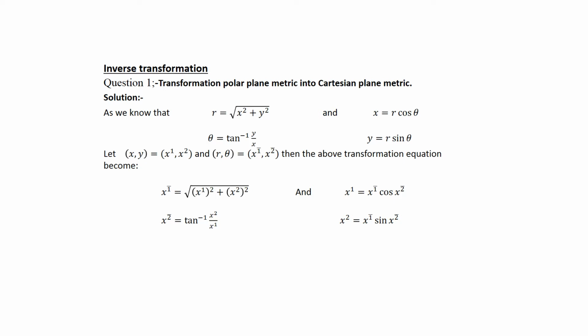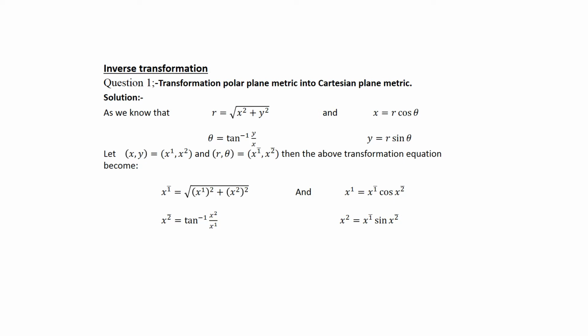Now, we transform these coordinates x, y into x1, x2, and r, theta we replace with x1 bar, x2 bar. Then the above two equations become: r is equal to the square root of x square plus y square becomes x1 bar is equal to the square root of x1 square plus x2 square, and the second term, theta is equal to tangent inverse y over x. So theta is replaced with x2 bar. So x2 bar is equal to tangent inverse x2 over x1.